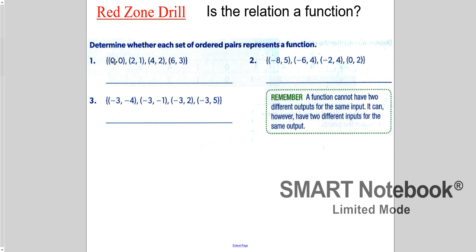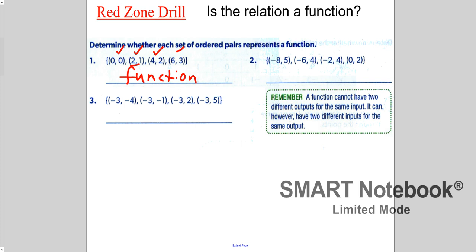So we look at number 1, we have (0, 0), (2, 1), (4, 2), and (6, 3). To see if it's a function, we have to see if each x value only has one y value. So first I look at the x value of 0. What y value goes with it? 0. Anything else? No. So that's good. This one has an x value of 2, and it has a y value of 1. Yep, we're good. There's no other y value that goes with the x value of 2. 4 goes with the y value of 2, and 6 goes with the y value of 3. So yes, this one is a function.